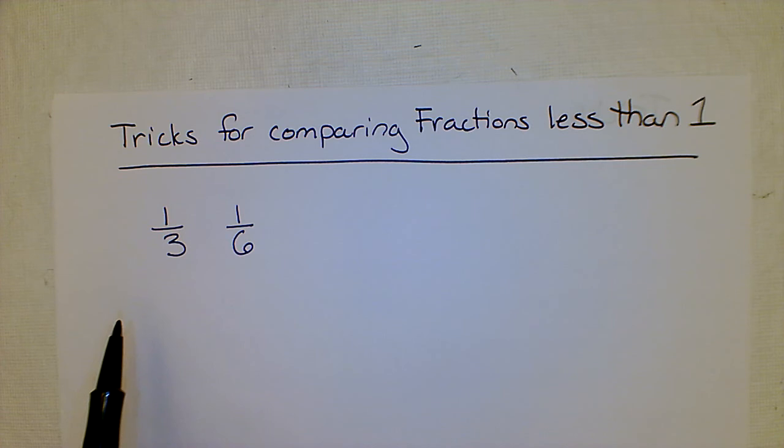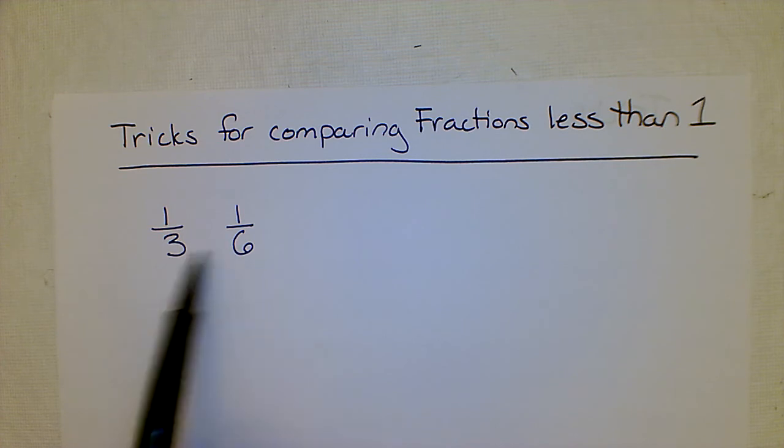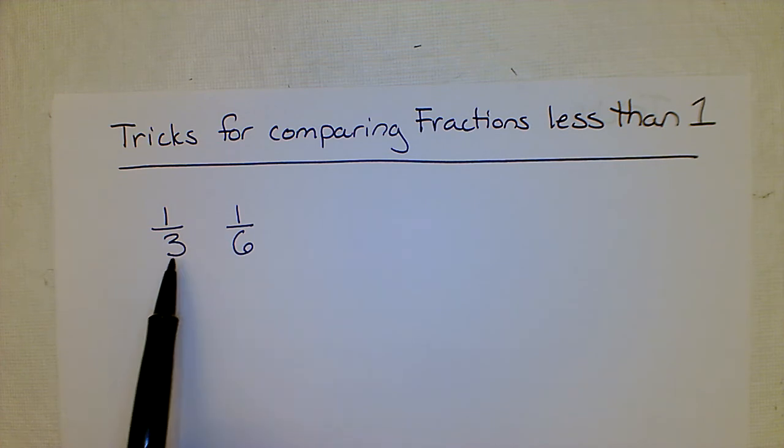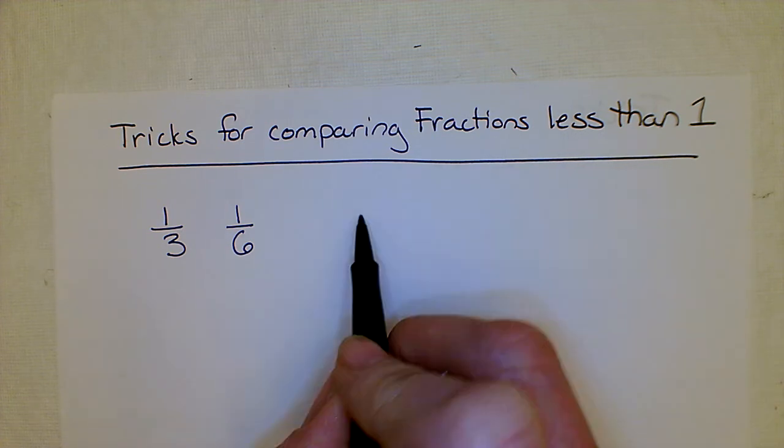What I can do is ask myself, which of these is bigger pieces? And we keep asking ourselves that. Remember, the denominator represents the number of pieces that makes up one whole. So if my one whole is cut up into 3 pieces, those pieces are a lot bigger than if it's cut up into 6 pieces.